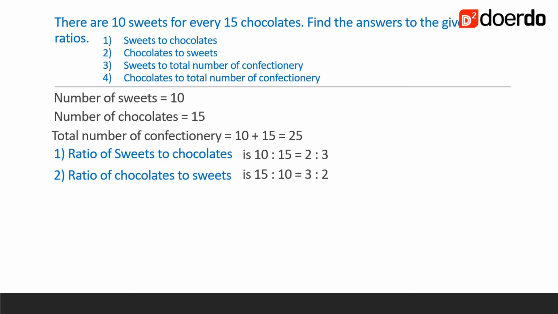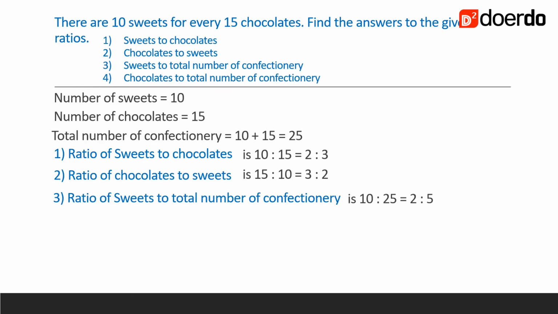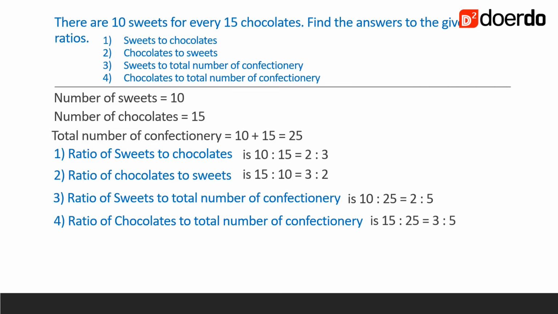The ratio of sweets to the total number of confectionery is 10:25, which is equal to 2:5. The ratio of chocolates to the total number of confectionery is 15:25, which is equal to 3:5. We reduced the terms to their lowest value to find the ratio between them, because they had common factors.